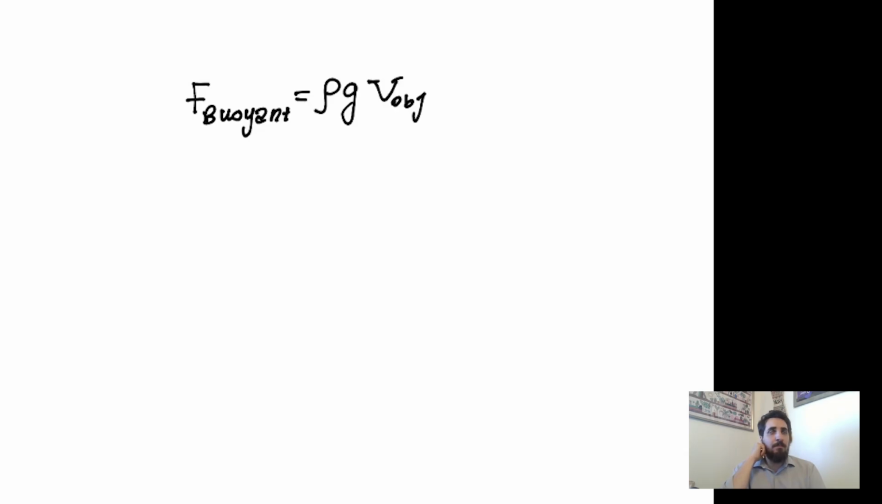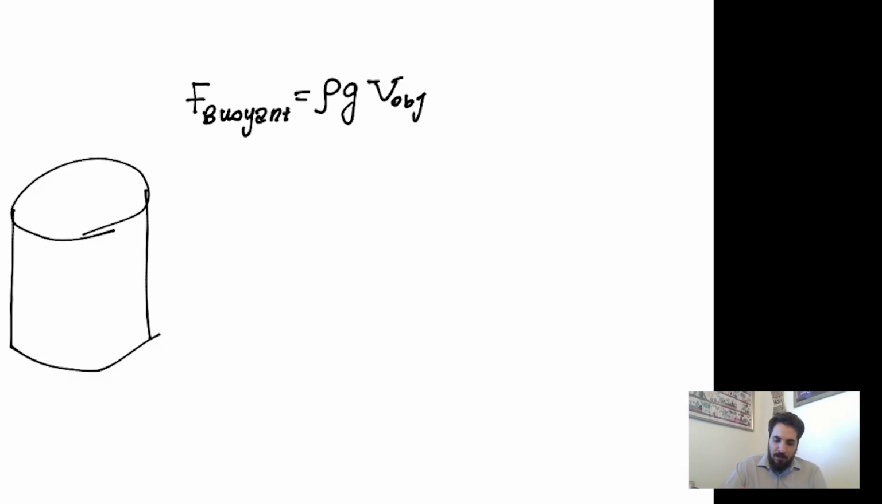But this does beg the question, what if your object's not totally submerged? What if, for example, we had a container here where our object is not completely submerged, rather it's floating with only some partial submersion. Let's say we are only submerged some smaller part, where that smaller part we can call volume submerged.